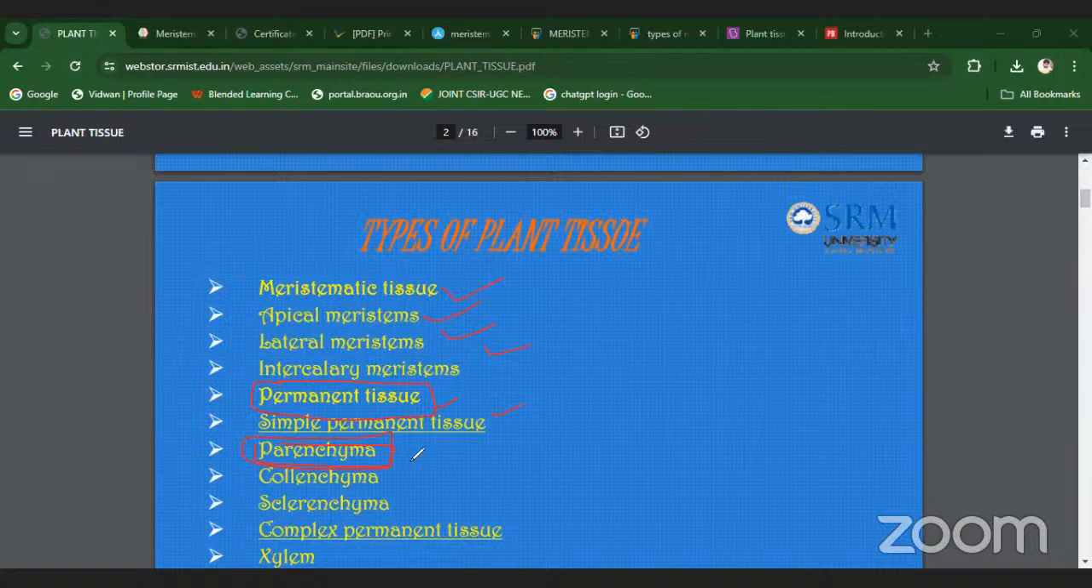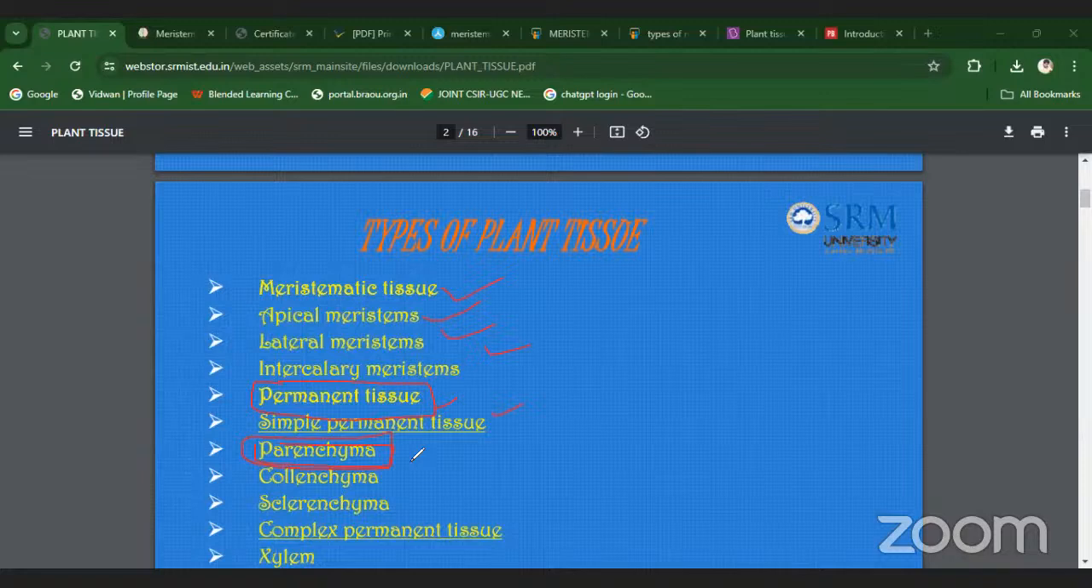Present, sir. Cell wall present. What is the cell wall component, its chemical composition? Cellulose, sir. Cellulose. Right. So the parenchyma is mainly found in softer regions of leaves, stems, roots and fruits.